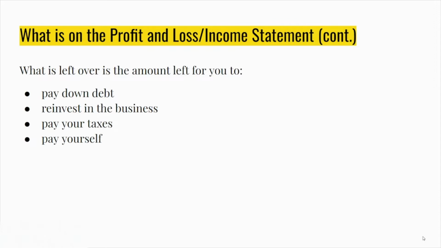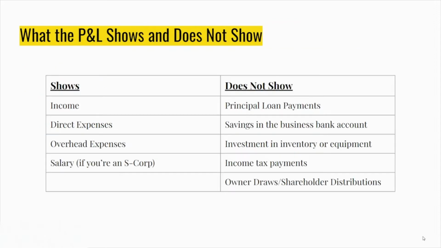All right, so what the P&L shows and does not show. And this is an area of confusion with a lot of our clients that we see, so I think it's something I just want to clarify. So, as I mentioned, it shows your sales, your gross income for the business. It shows your direct expenses, your deductible expenses. It shows your overhead expenses. And if you're an S corporation, and therefore you have to pay yourself a W-2 salary, it will show the W-2 salary that you've paid yourself.